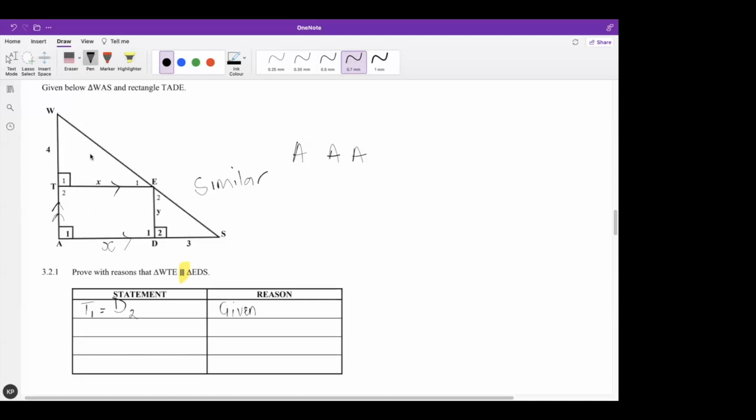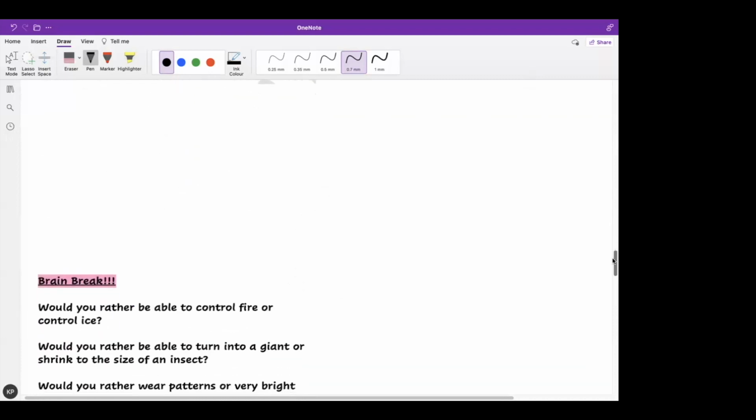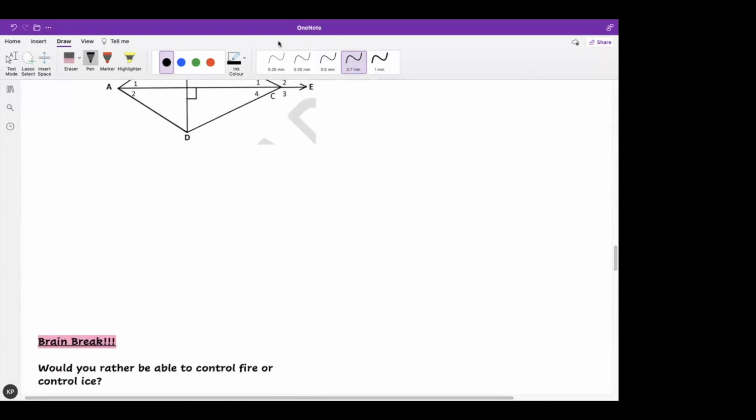A1 is equal to D2, corresponding. Yeah, but we already know that, guys. There's already a 90 degree there. We already know that. Okay, we'll come back to this one and prove our similarity. Now I want to go to brain break, but I also want to look at it. That's fine, I still have that one. Okay, brain break.